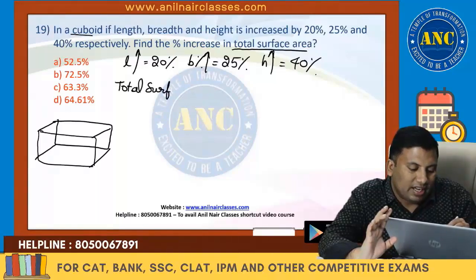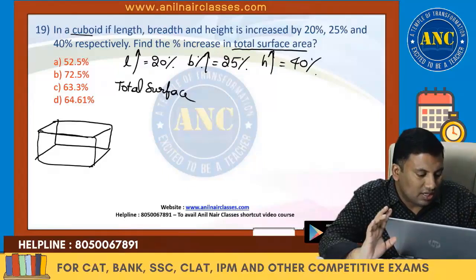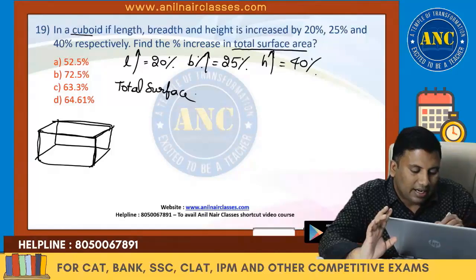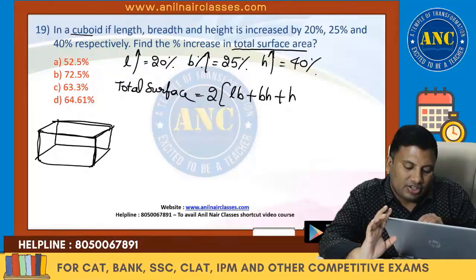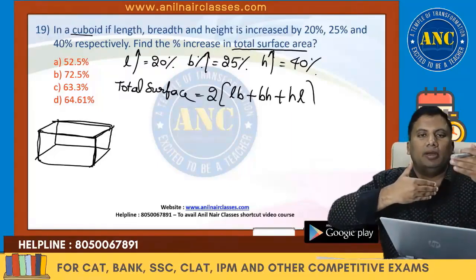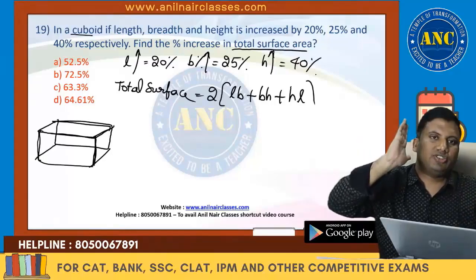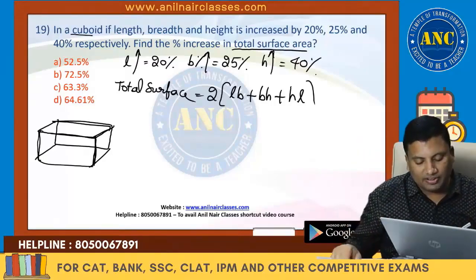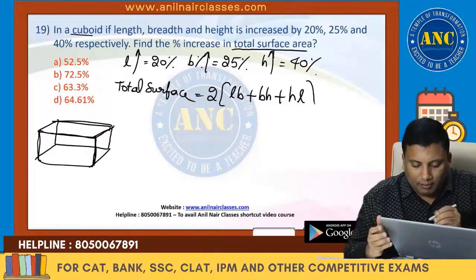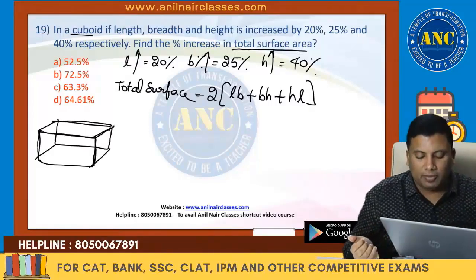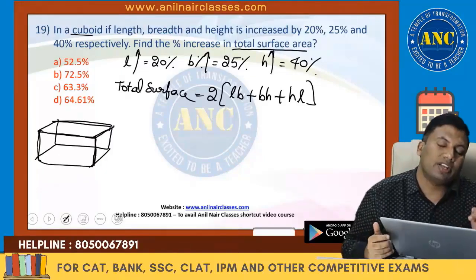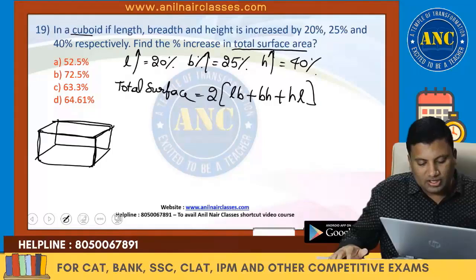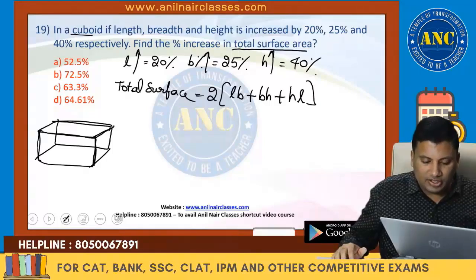Total surface area. So there is one surface, this is another, like that. I will get 2 into LB plus BH plus HL. LB front, LB back, BH here, BH here, HL here, HL here. So the total surface area of the cuboid is given by 2 into LB plus BH plus HL. Don't get confused with the lateral surface area, that is 2H into L plus B. Total surface area is LB plus BH plus HL.